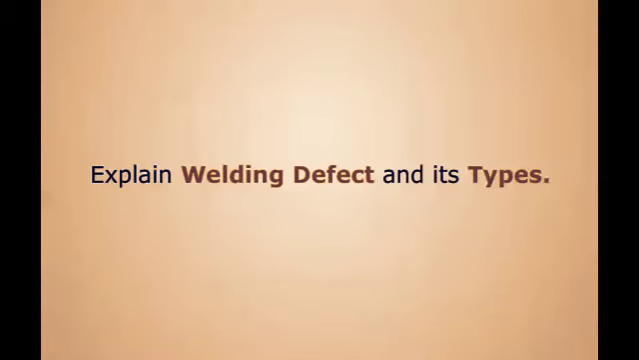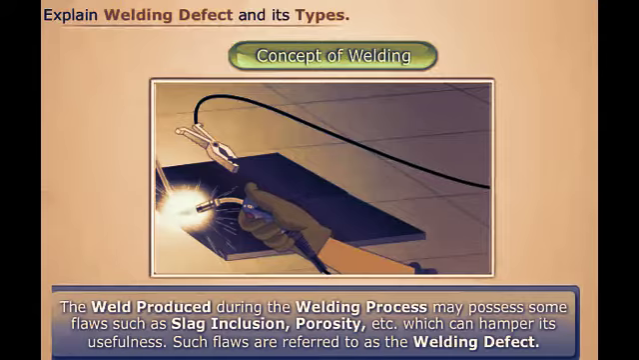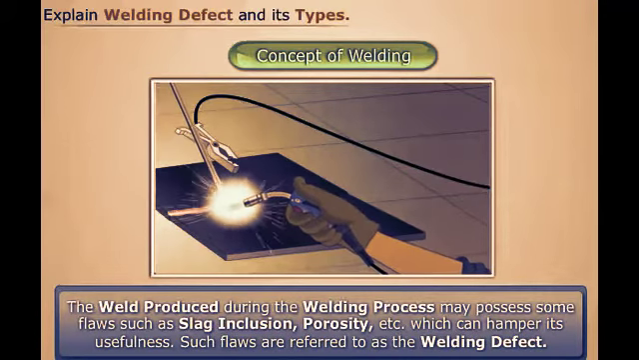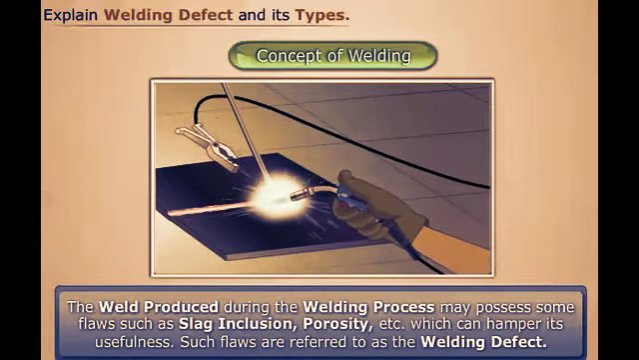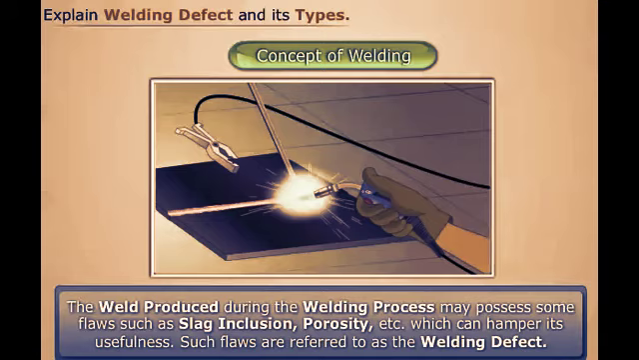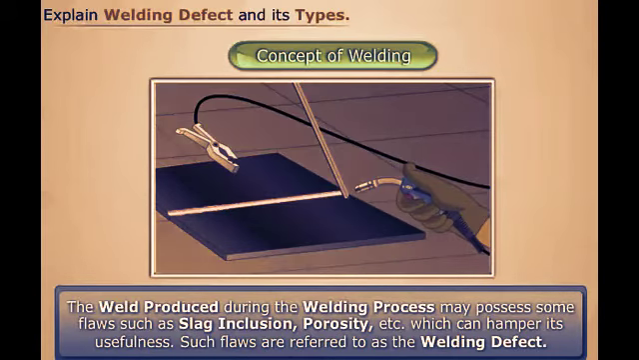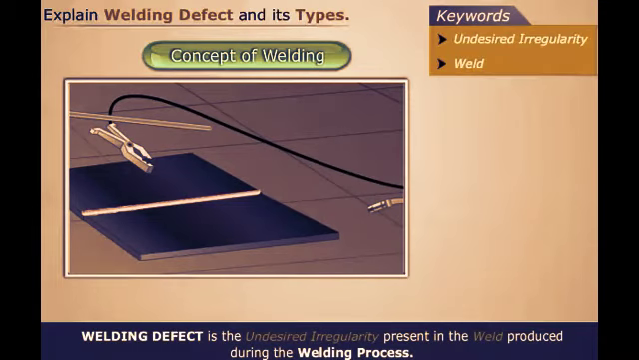Explain welding defects and its types. Sometimes the weld produced during the welding process may possess some flaws, such as slag inclusion, porosity, etc., which can hamper its usefulness. Such flaws are referred to as the welding defect. Thus, we can say that welding defect is the undesired irregularity present in the weld produced during the welding process.